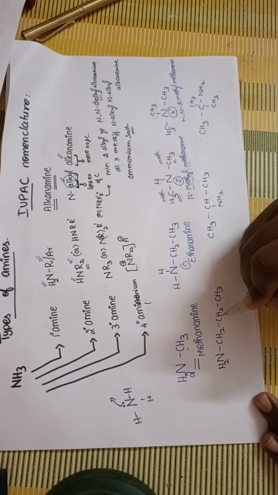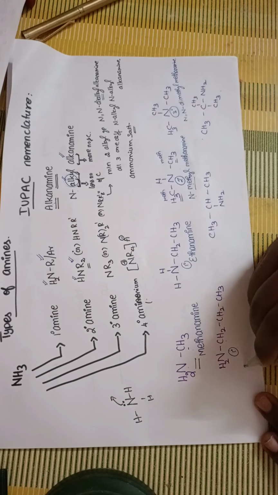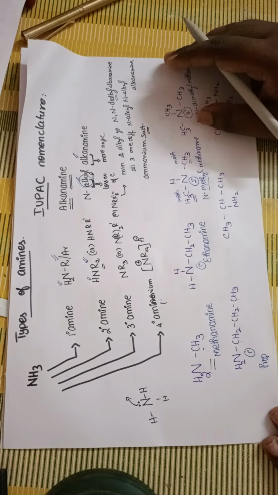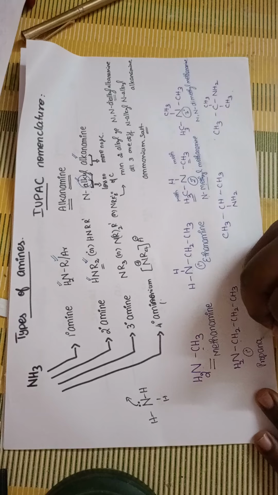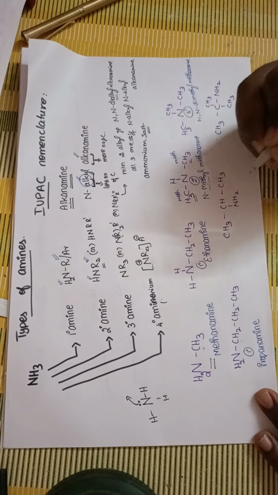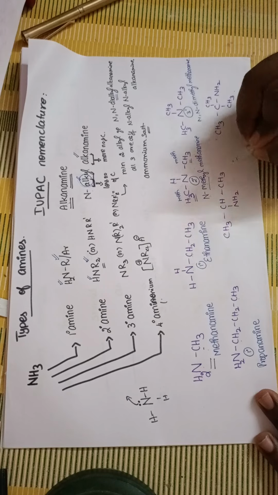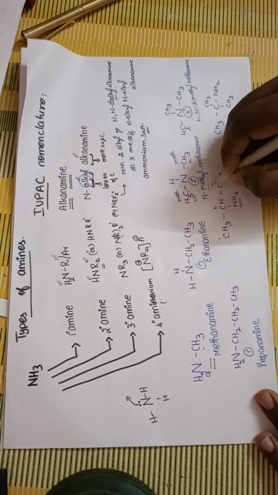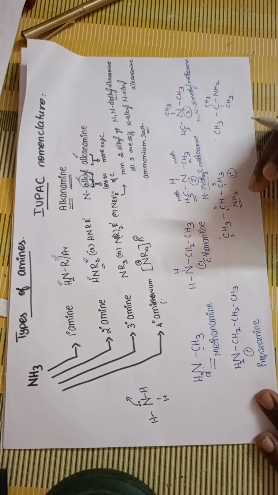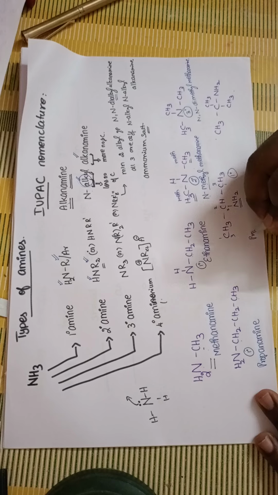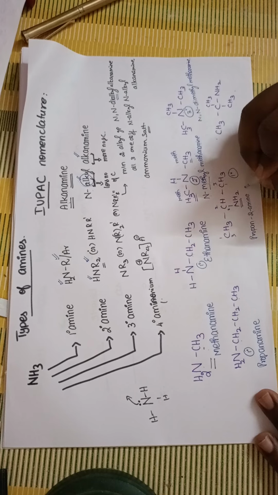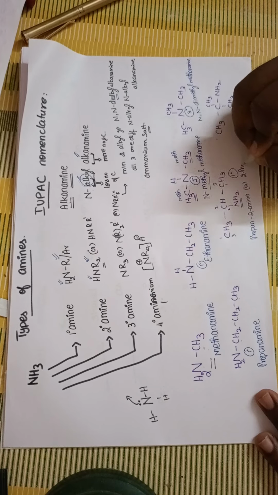And here, 3 carbon in the longest chain is a primary amine. So propanamine. Here 3 carbon in the longest chain is a primary amine only, but the amine functional group is not present at the terminal, it is non-terminal. So 1, 2, 3. In both possibilities, the amine functional group is attached to the second carbon. So propan-2-amine or 2-propanamine.